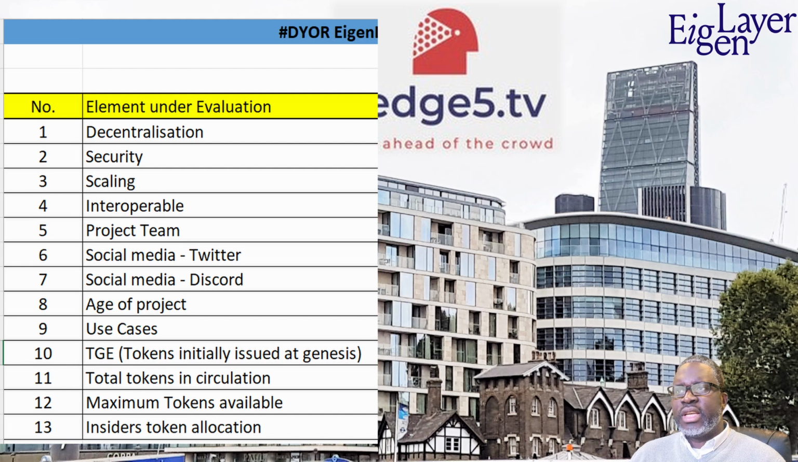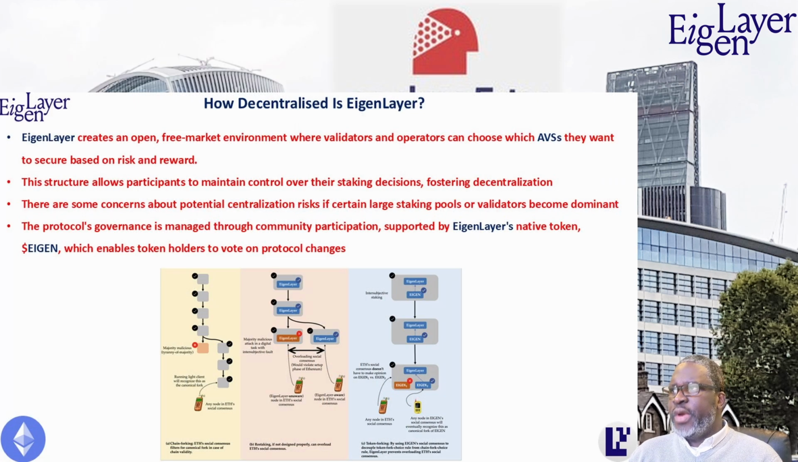Let's start with decentralization. Eigen Layer creates an open free market environment where validators and operators can choose which AVS services they want to secure based on risk and reward. This structure allows participants to maintain control over their staking decisions, thereby fostering decentralization.